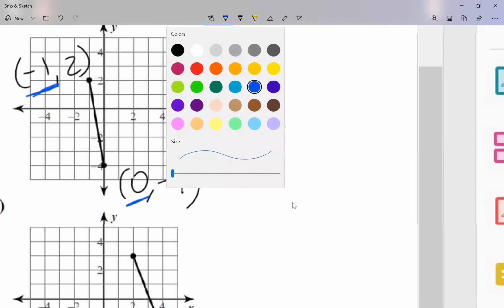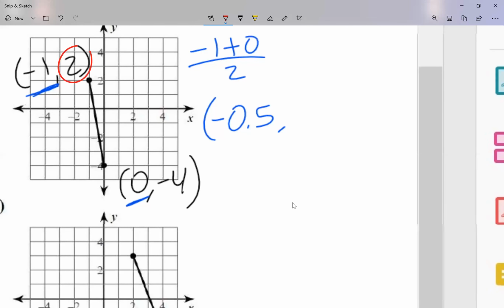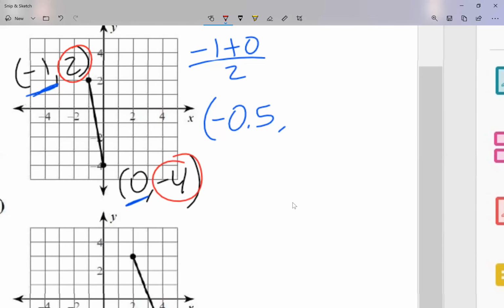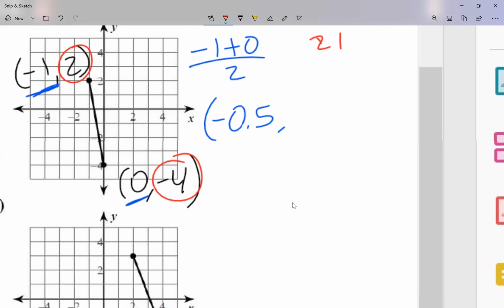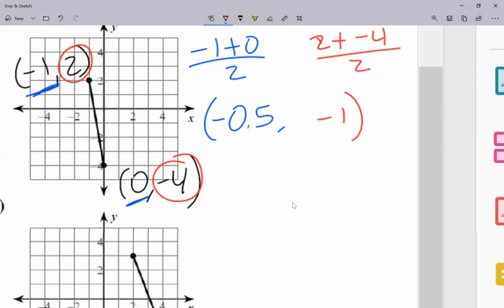Comma. Now let me get the y values. I see 2 and a -4. 2 plus a -4 divided by 2. I know 2 plus a -4 is -2. Divided by 2 is -1. Again, don't forget the space after the comma. I'm not going to plot the point, but you guys can pretty much see it, that is the midpoint.